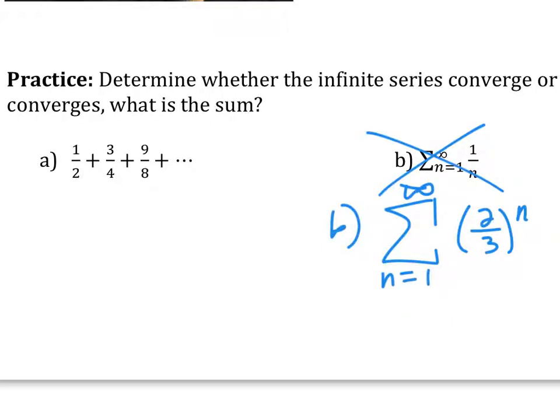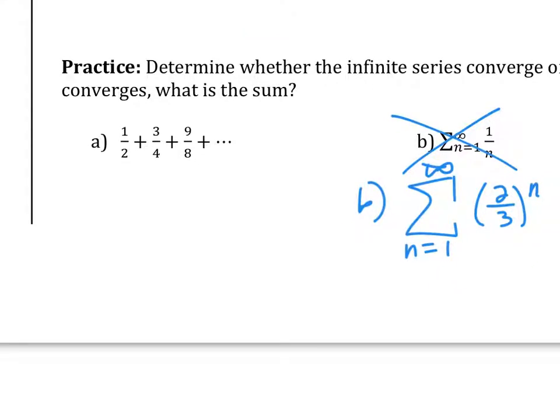First of all, I just want you to talk to your partner about A and B. Which one converges, which one diverges? Which series is going to converge? Which series is going to diverge? Remember, you're checking for r. r is the requirement. Is r less than 1, or is r greater than or equal to 1?